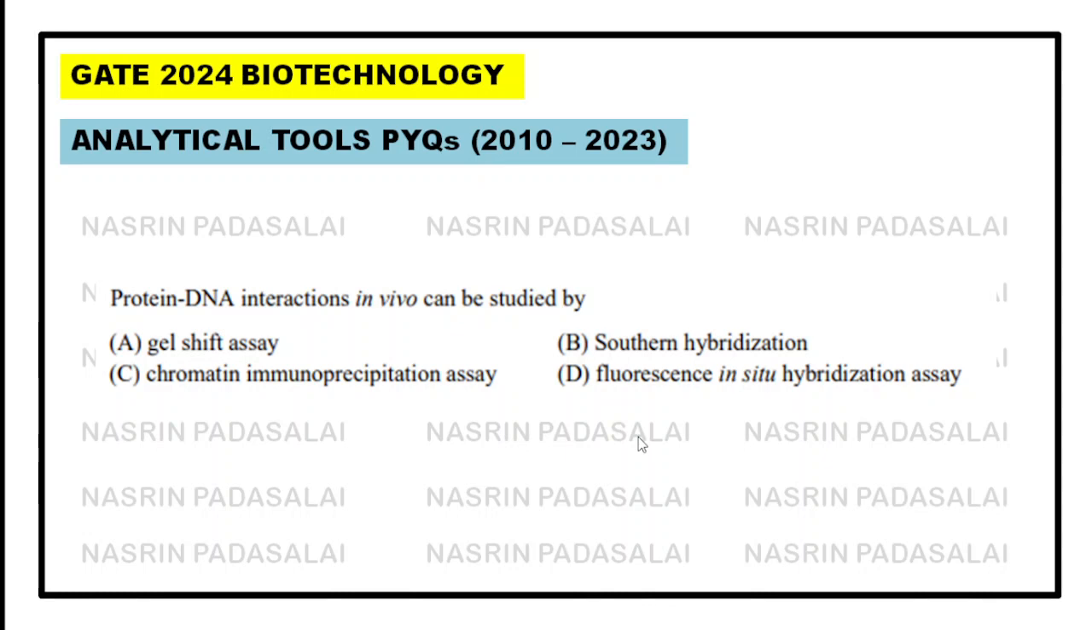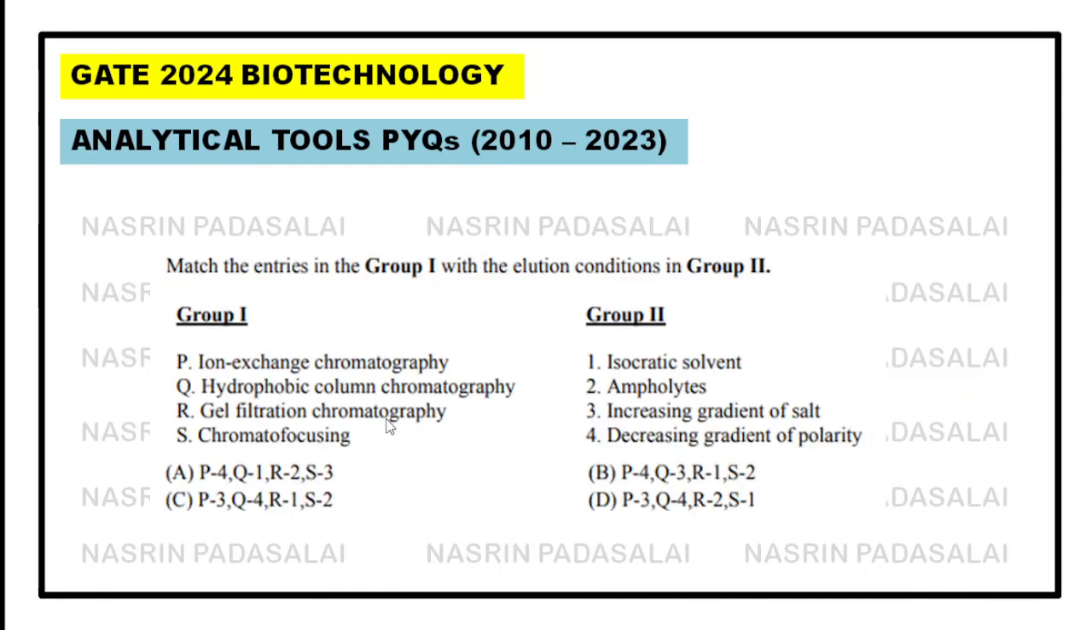Next, protein-DNA interaction in vivo can be studied by, so again it can be studied by chromatin immunoprecipitation. In short form, it is called ChIP, and the same ChIP method can also be employed for studying protein-protein interactions also.